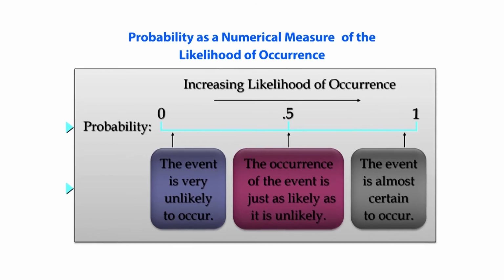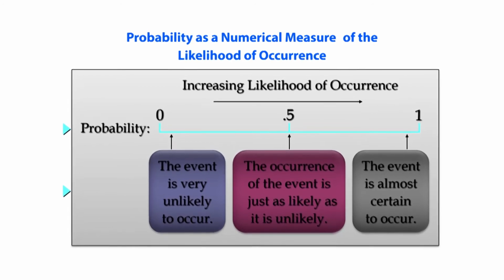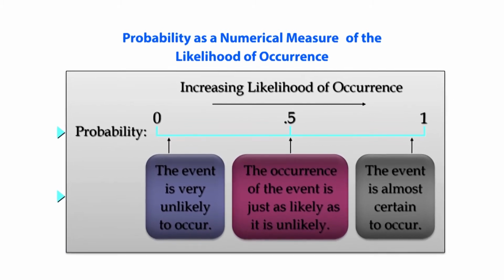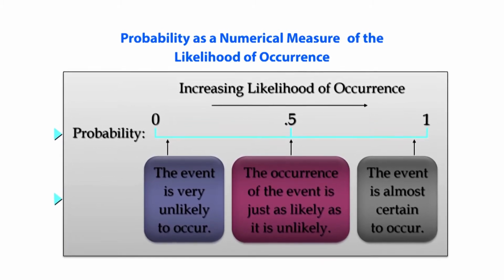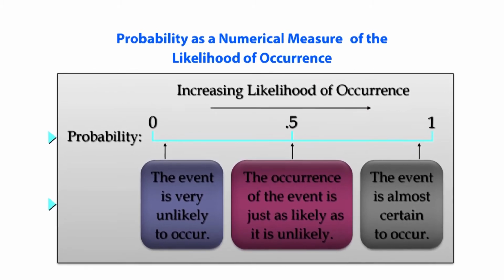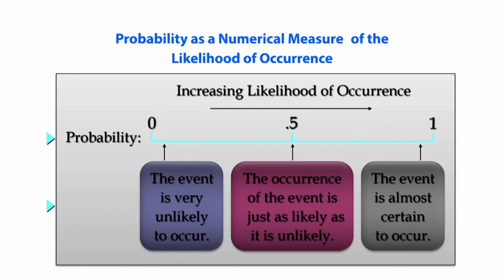As we have talked about, it varies from 0 to 1, and the event is very unlikely to occur if the value is 0. If the value is 0.5, the occurrence of the event is just as likely as it is unlikely, and the event is almost certain to occur if the probability value is 1. You can see this with the help of the figure, which is quite self-explanatory.